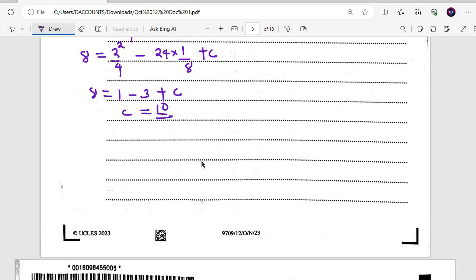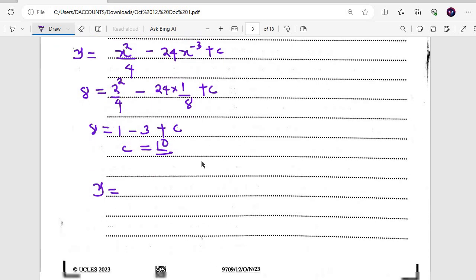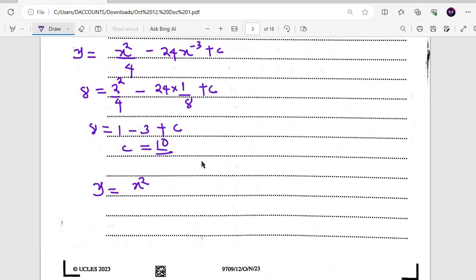So at the end of the day, the equation of the curve will give us y equals x squared over 4 minus 24x to the power of minus 3, which means 24 over x cubed, plus c. Your c will be 10. This is the equation of the curve.